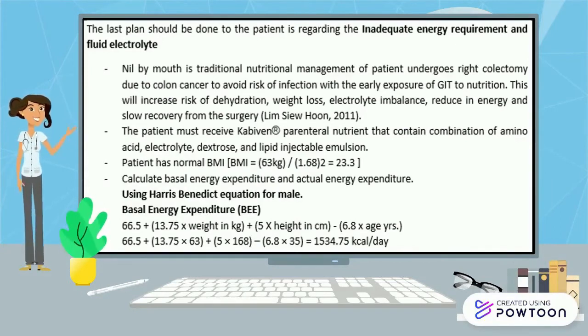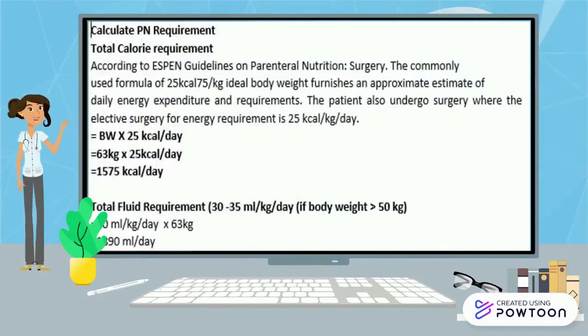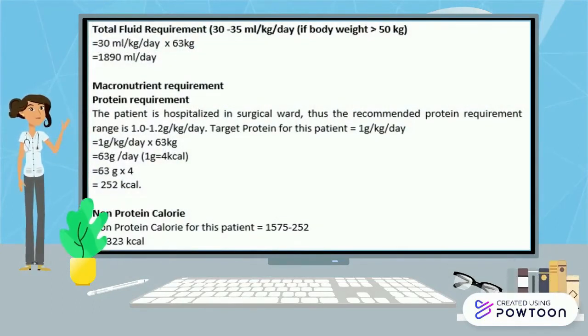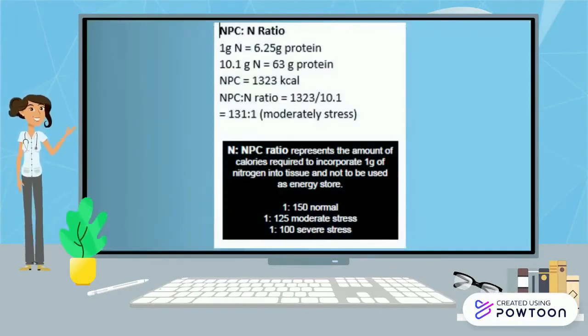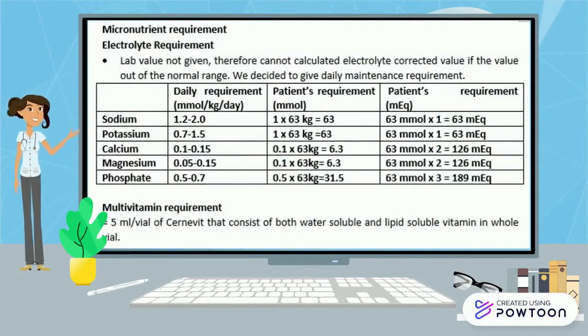lipid injectable emulsion. We first need to calculate the BMI, proceed with energy expenditure and actual energy expenditure. After that, we can calculate the PN requirement, which consists of calculating the total calorie requirement, total fluid requirement, and macronutrient requirements such as protein requirement, non-protein calorie, NPC over N ratio, and ratio of the carbohydrate and lipid. For the micronutrient requirement, it involves calculating the electrolyte requirement.